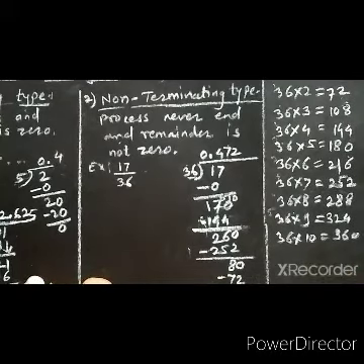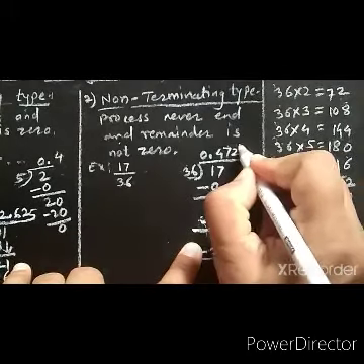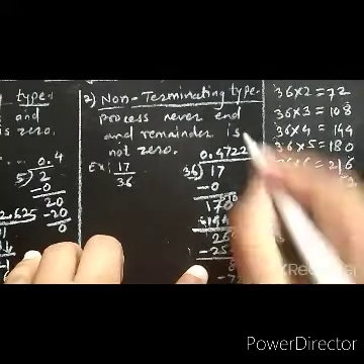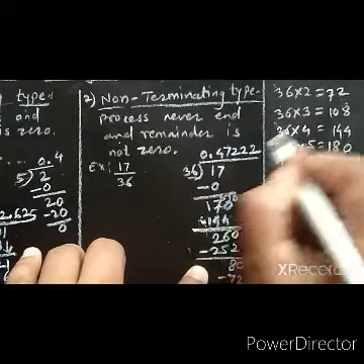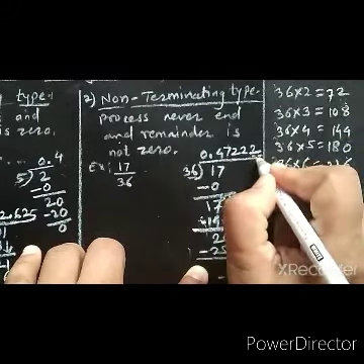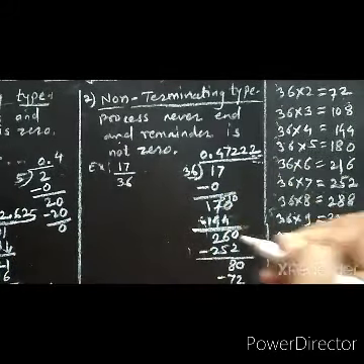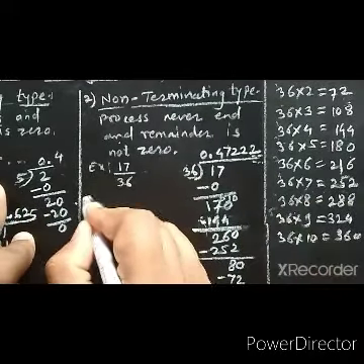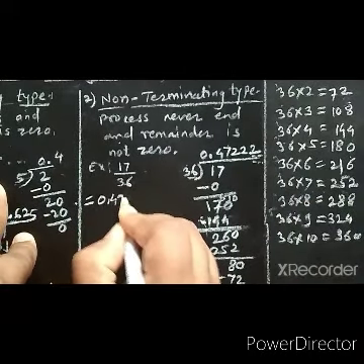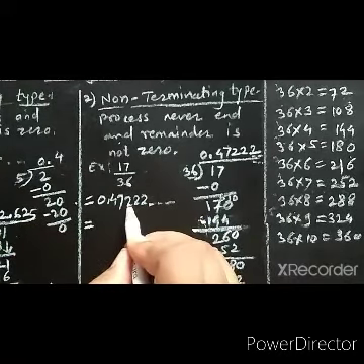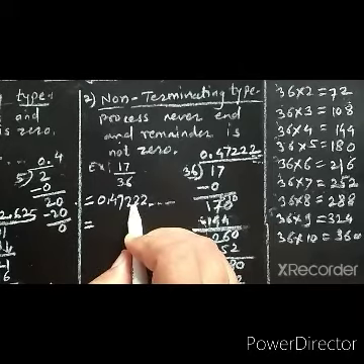Again we have to take 0 here. Again 36 twos are 72. Again here we got remainder 8. Again we have to take 0. Again we will get 36 twos are 72, and so on. So here the process never ends and the remainder is not 0. So here we got 0.47222 and so on.